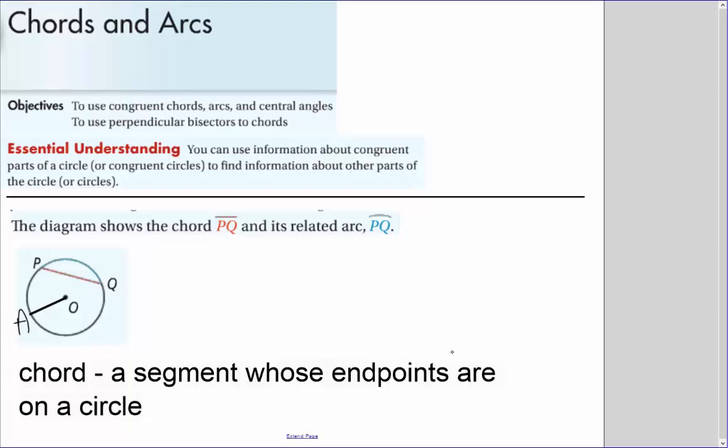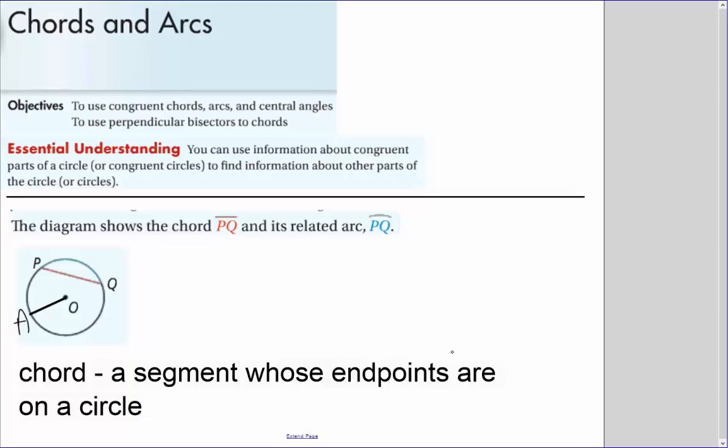Today's video lesson is on chords and arcs. Objectives: to use congruent chords, arcs, and central angles, and to use perpendicular bisectors to chords. You can use information about congruent parts of a circle or congruent circles to find information about other parts of the circle or circles. So the diagram below shows chord PQ, and it relates to arc PQ.